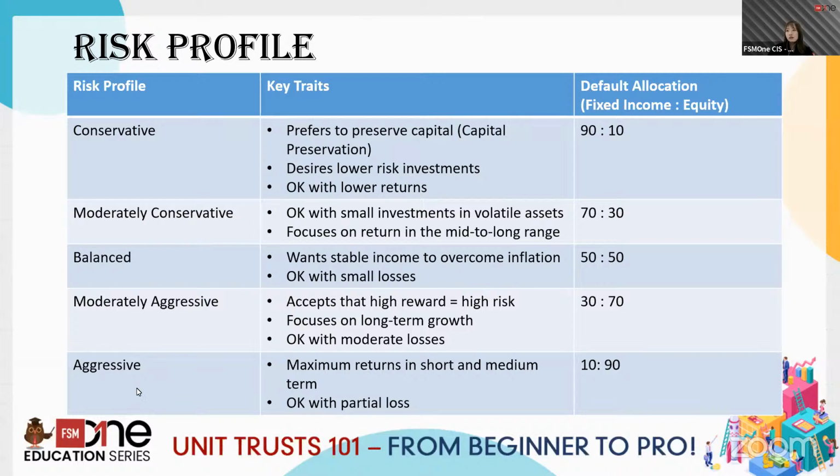And then for the aggressive type of risk profile, these investors are trying to maximize the return in the short and medium term. They are able to withstand market volatility and can accept certain capital losses. So this type of investor can put 10% into fixed income and another 90% into equity.